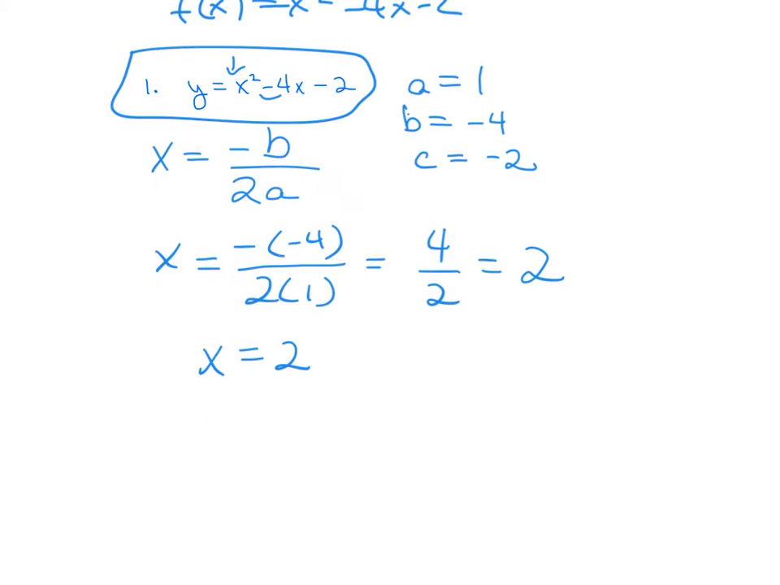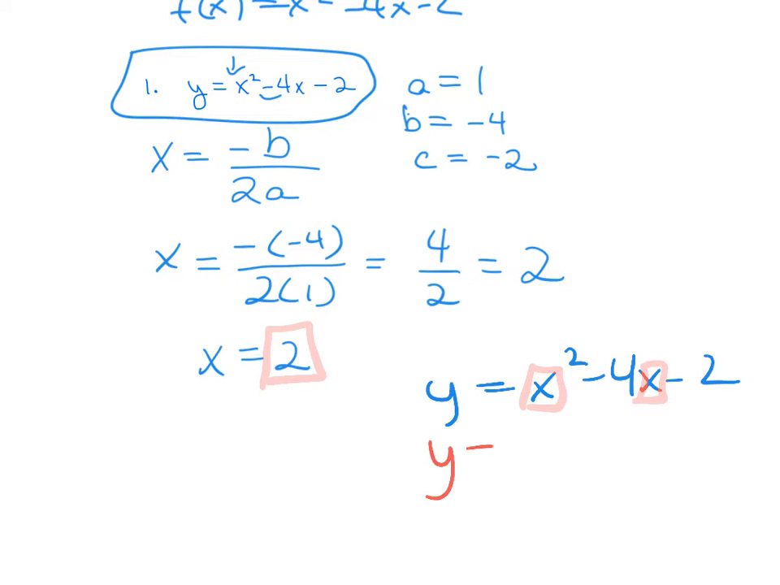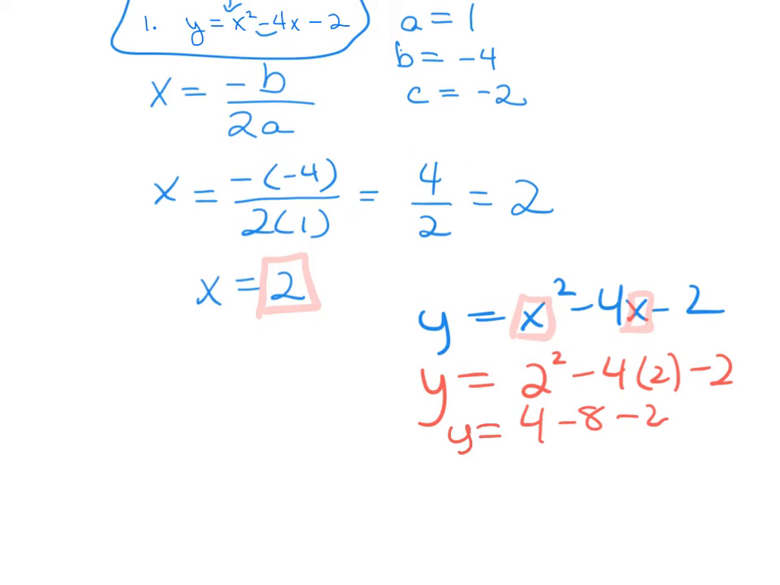So now I take this equation, y equals x squared minus 4x minus 2. I'm now going to take what I just found x to be, plug it in for x to get the y of my vertex. So y equals 2 squared minus 4 times 2 minus 2, 4 minus 8 minus 2, and I get y equals negative 6. So my vertex is the ordered pair 2, negative 6.